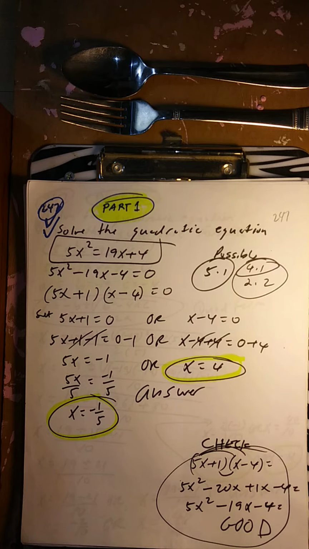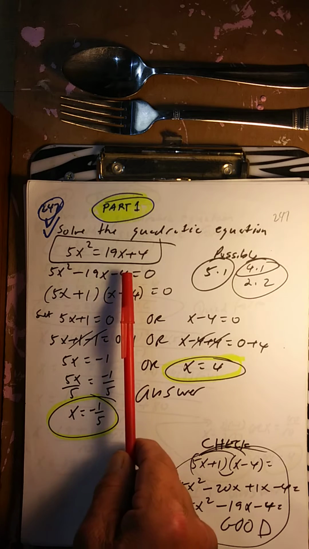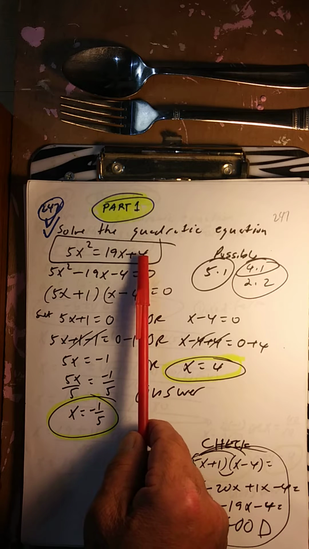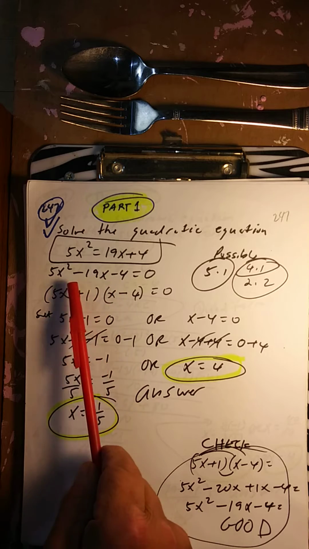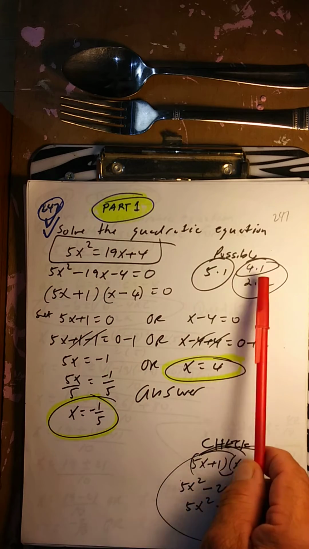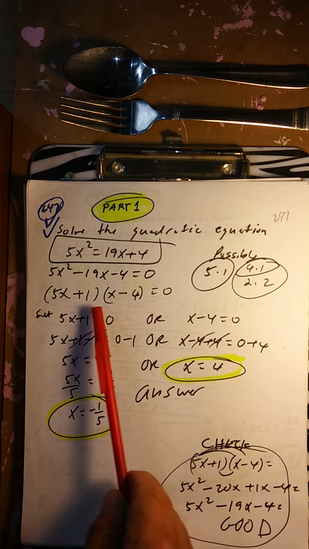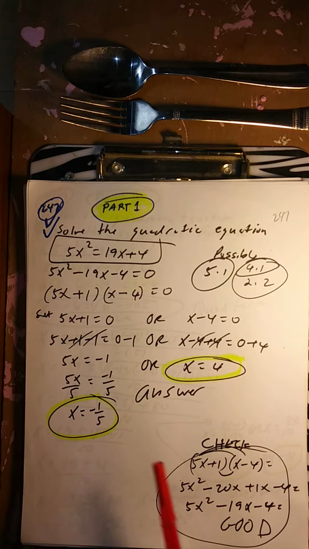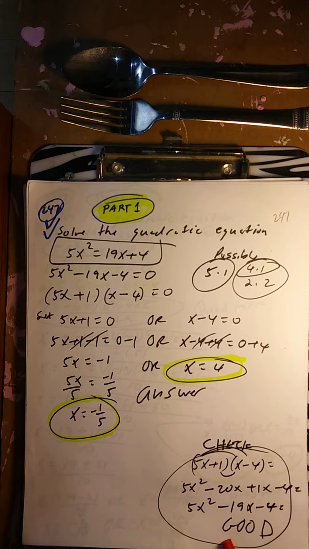Solve the quadratic equation. I'm going to do factoring. Bring everything to the left side. So this is positive 19, 4. Bring it over here, make it negative, negative. So now, this is my guess from these numbers. First numbers are 5, 1, 4, 1, 2, 2. Our guess. So let's check this. 5x times x is 5x squared. That's negative 20x. This will be plus 1x, negative 4. It's 5x squared minus 19x minus 4. Yep, that works. Great.